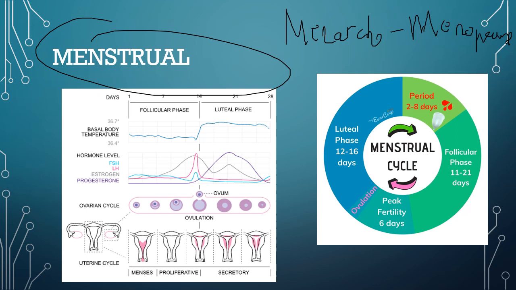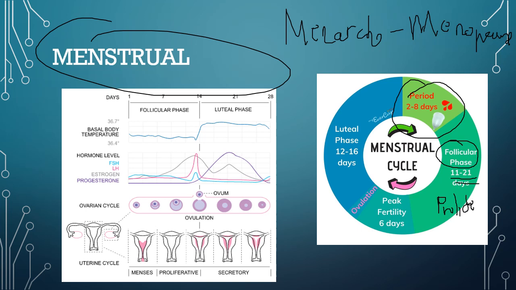First is the periodic phase, where the blood and the unfertilized eggs are excreted or eliminated from the body. That is why the first stage is the periodic phase. The second is the proliferative stage, which is also called the follicular stage. The proliferative or follicular stage is basically from your 11th to 21st day. The next is your ovulation stage.